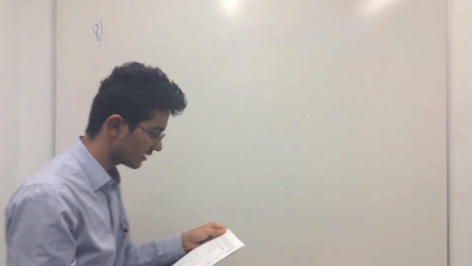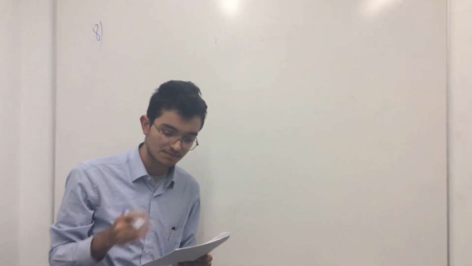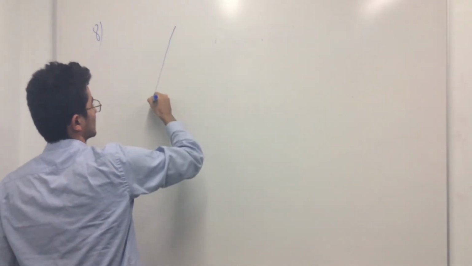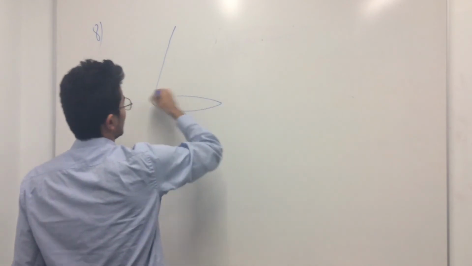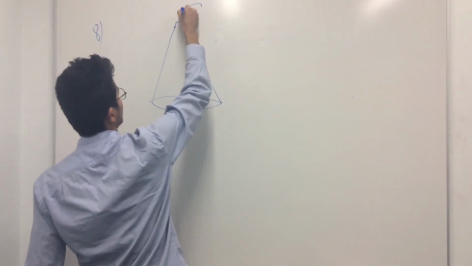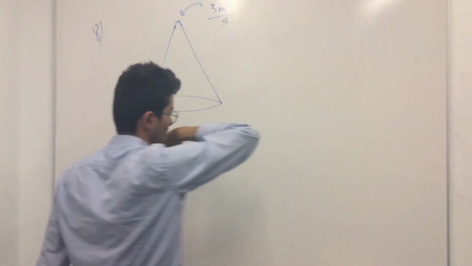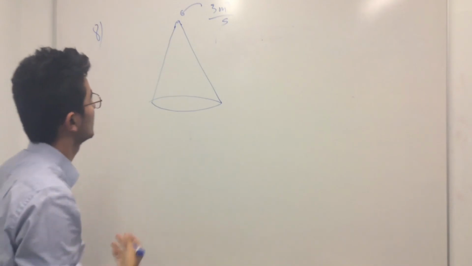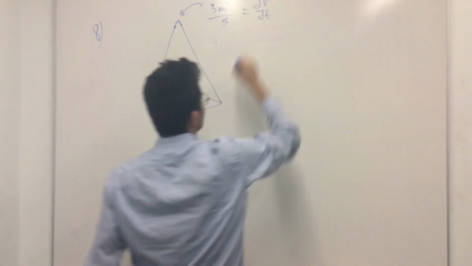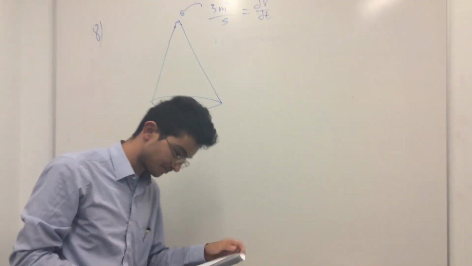Sand is being poured onto a conical pile at the rate of 3 cubic meters per second. Right? So we have a cone like this. And then we have a little hole on the top, and there is sand that's coming in at the rate of 3 meters cubed per second, right? And that is a measure of volume per time. So that's basically dV over dt, the first time derivative of the volume. So that's the rate at which the volume is changing.